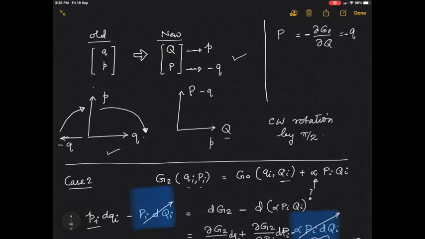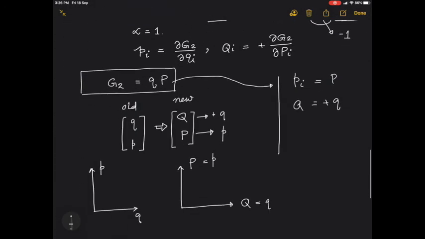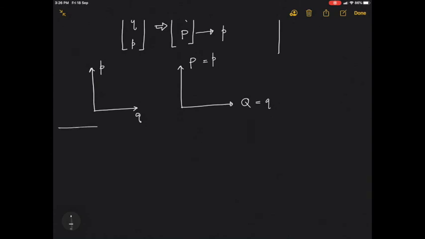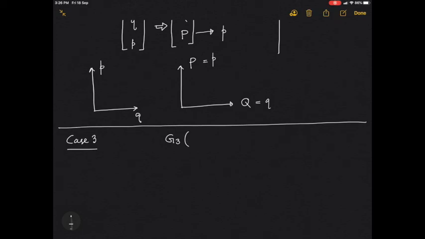All right. So what we had done here is we replaced this capital Q by capital P. Let us do the reverse now. Let us keep capital Q as it is and replace the small q by small p. So let us try to do that and see what type of transformation properties that gives us. So that's my case 3. So this I call G3.